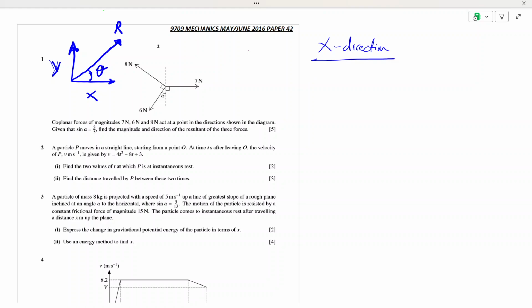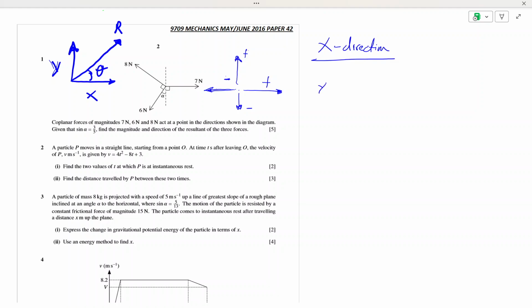I'm going to take force going to the right as positive, and force going to the left as negative. Remember, force is a vector, and that simply means that it has a magnitude and a direction. As you can see, the forces have arrows, which means they also have directions in which they act. I'm also going to do the same with the up and downward direction: upward is positive, and downward is negative.